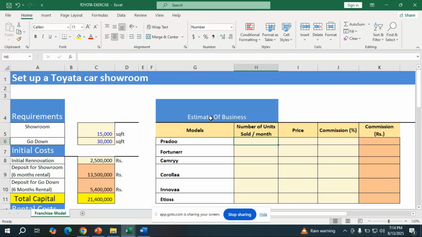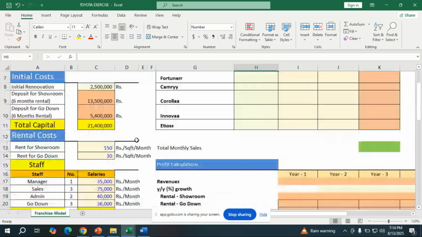Now see, everything has been spoon fed to you on the left hand side of the screen, if you observe. If he has to set up a Toyota car showroom, what are all the basic requirements for him? The showroom of 15,000 square feet, as I discussed, is required, the go down 30,000 square feet, and the initial renovation cost is 25 lakhs. Since both are to be taken on a rental basis, the 6 months deposit is 13.5 lakhs for the showroom, and for the go down it is 54 lakhs.